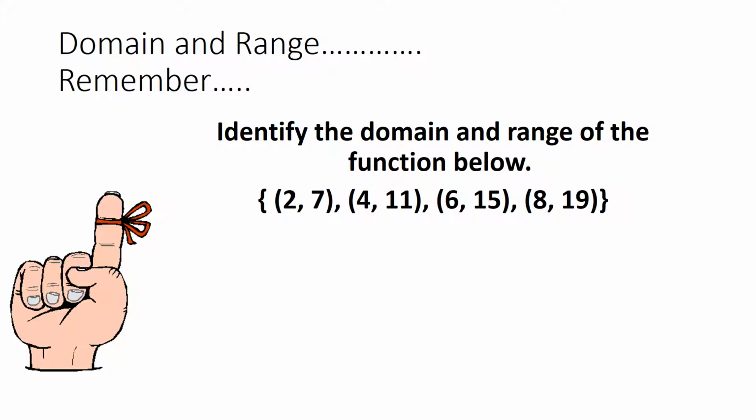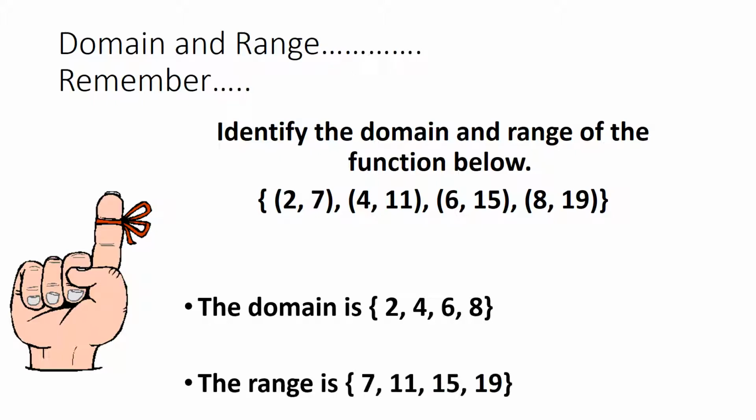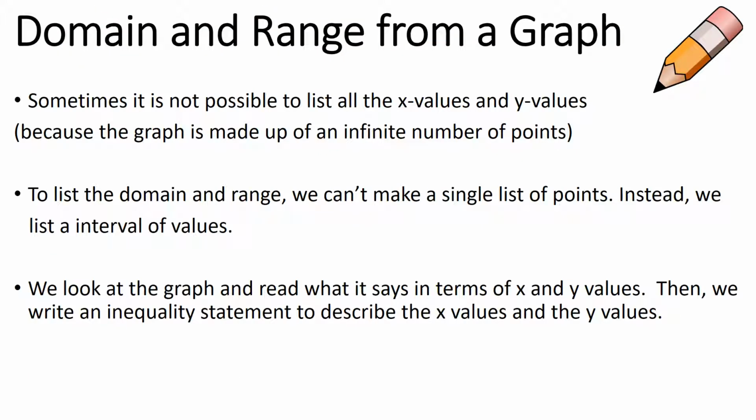So domain and range, remember that when we identify them from ordered pairs, all we're saying is that the domain is the x values, like I said, of the ordered pairs. So in this case, it'd be 2, 4, 6, and 8. And the range would be the y values of the ordered pairs, which is 7, 11, 15, and 19. So keep that in mind when we talk about domain and range. Remember what we've already talked about in previous lessons and in Algebra 1, that domain is all of our x values and range is all of our y values.